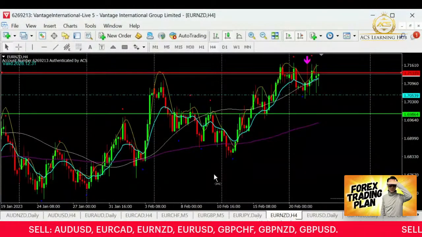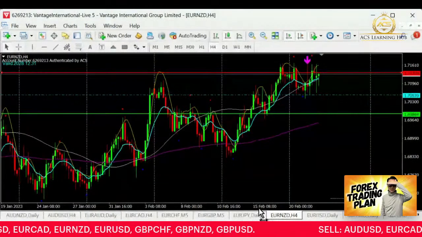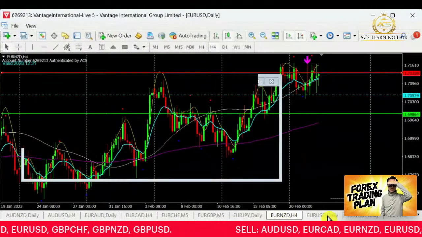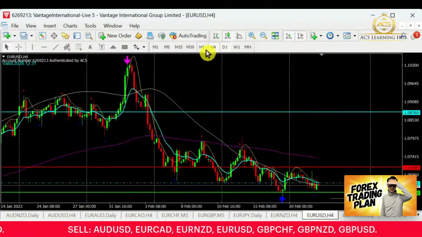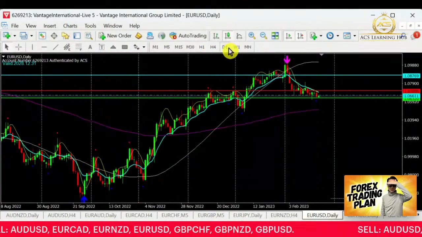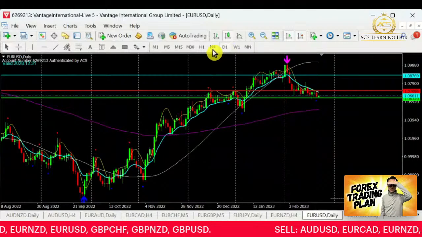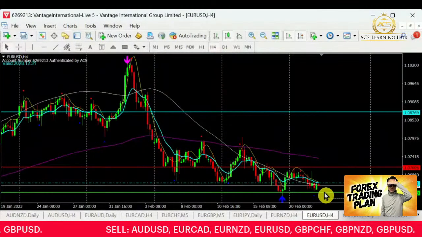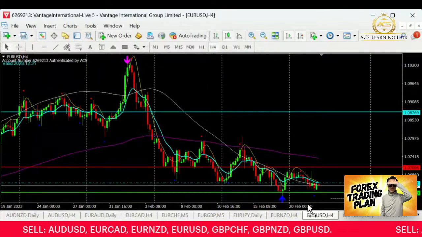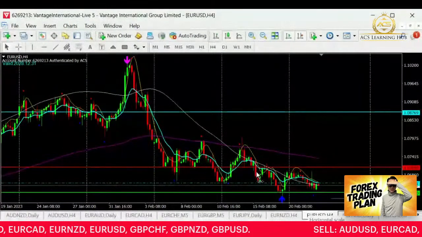Right, so that's for EURKiwi. Let us move on to Euro dollar. Over at this point here, we are heading down south, but now we are on the support. I'm actually looking out for the same thing. I'm waiting for it to break the support, then we will continue the selling. So that's for Euro dollar.